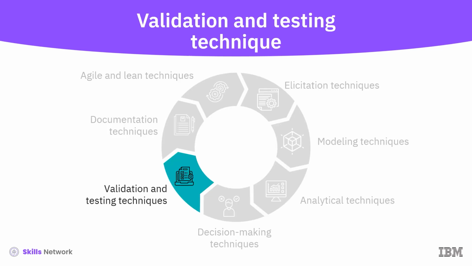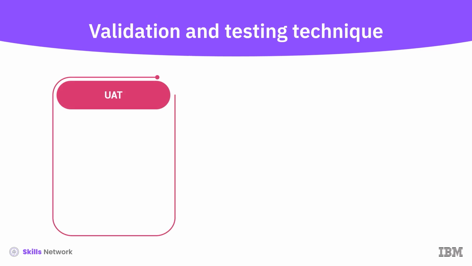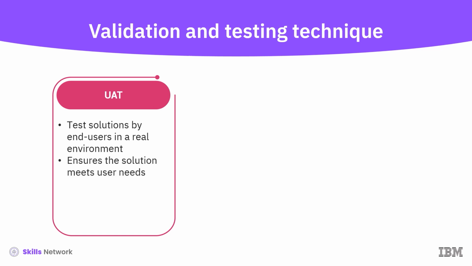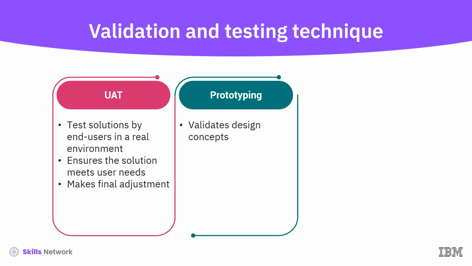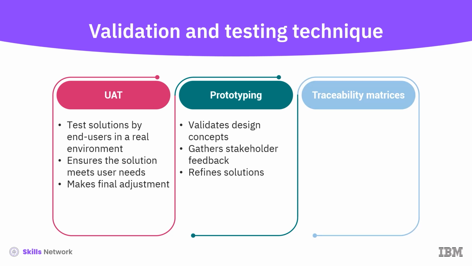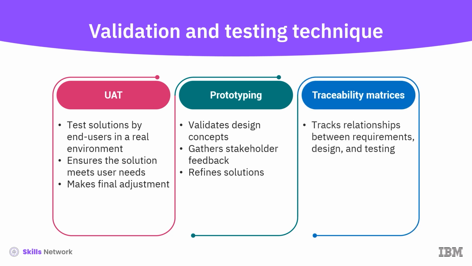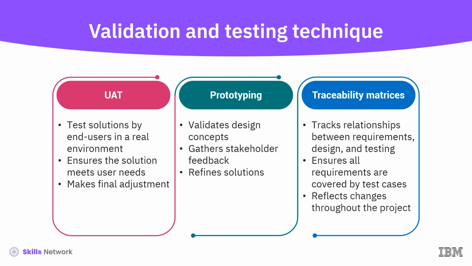To ensure that solutions meet business requirements and deliver value, validation and testing techniques are crucial. User acceptance testing, or UAT, involves end users testing the solution in a real-world environment to confirm that it meets their needs. Their feedback is used to make final adjustments before deployment. Prototyping helps validate design concepts and gather stakeholder feedback, refining solutions before full development. Traceability metrics track the relationships between requirements, design, and testing, ensuring all requirements are covered by test cases and reflecting any changes throughout the project.